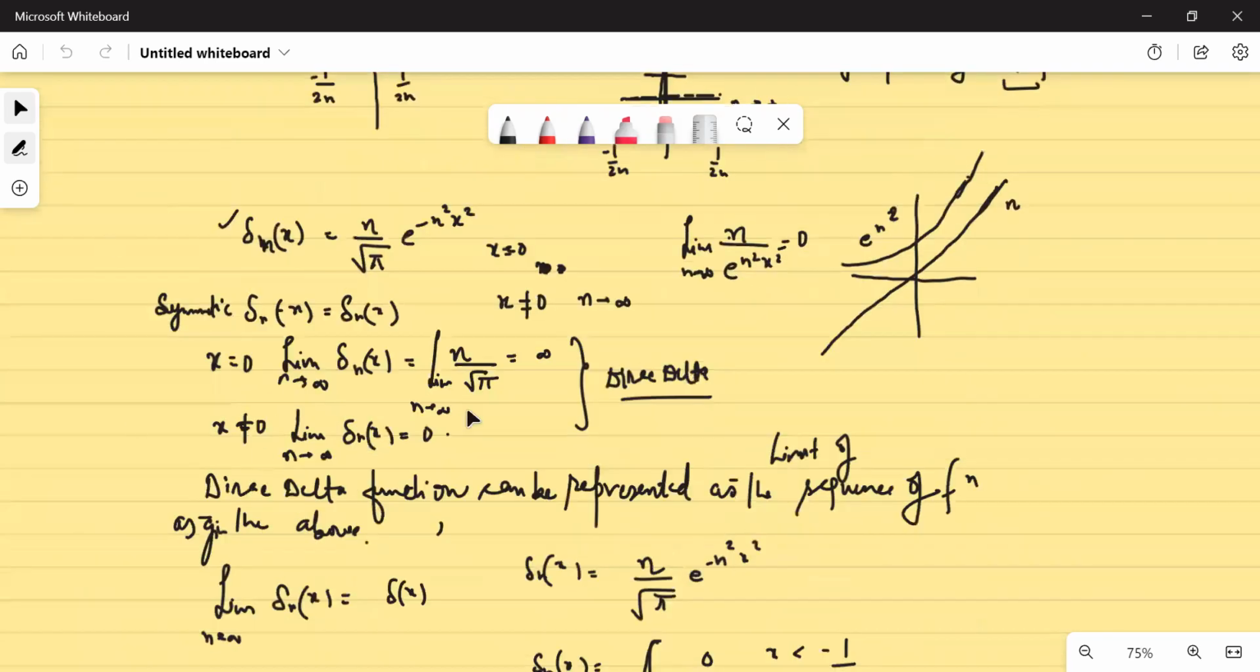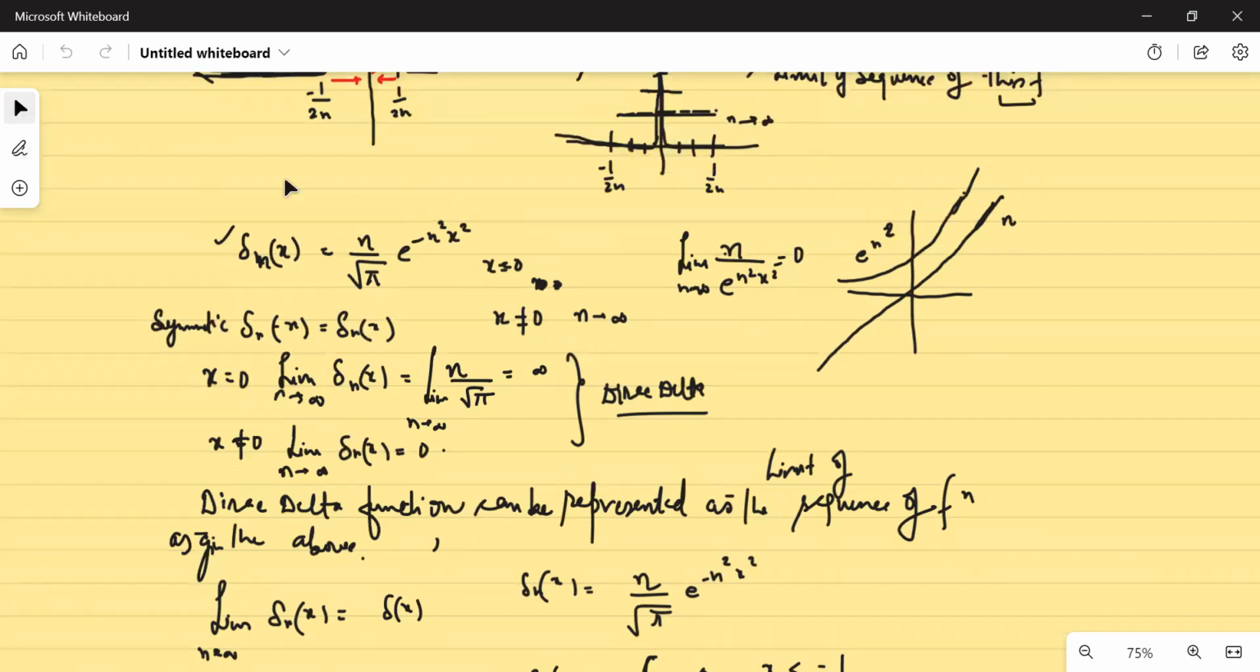Similarly, I taught you these sort of Gaussians. You can see that if x equal to 0, then this will become 1. And now as n tends to infinity, this will become infinite. And if x is non-zero, then this particular term will become 1 upon e to power n square x square, and as n tends to infinity, this entire term would go towards 0.